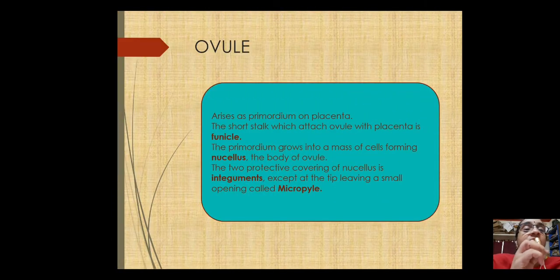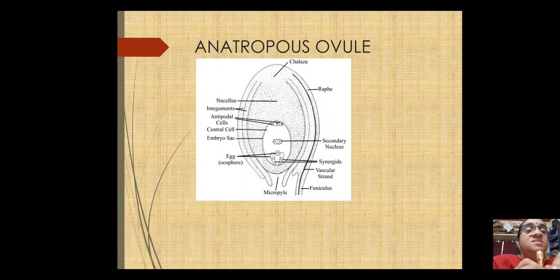Now how does the ovule arise? The ovule arises as a primordium on the placenta. The ovule is attached inside the ovary by a short stalk called the funicle. The body of the ovule is made up of a tissue called the nucellus, and the ovule has two wall layers for protection. These are called integuments, and there is a small hole or aperture left, that is called the micropyle. This is the anatropous ovule.